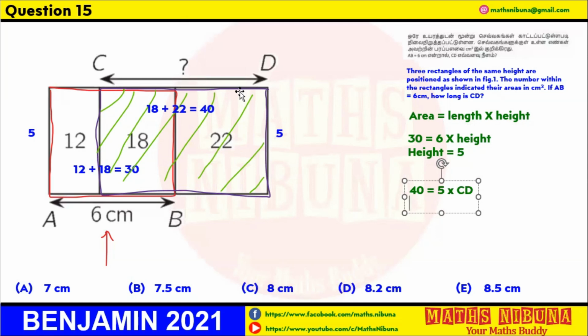So what is the value of CD? Normally, if you're higher level, you can just divide 40 by 5. Or maybe you can just think, 5 times what number can get 40? So CD is 8. 5 times 8 is 40. So the length of CD is 8. So the answer is C.